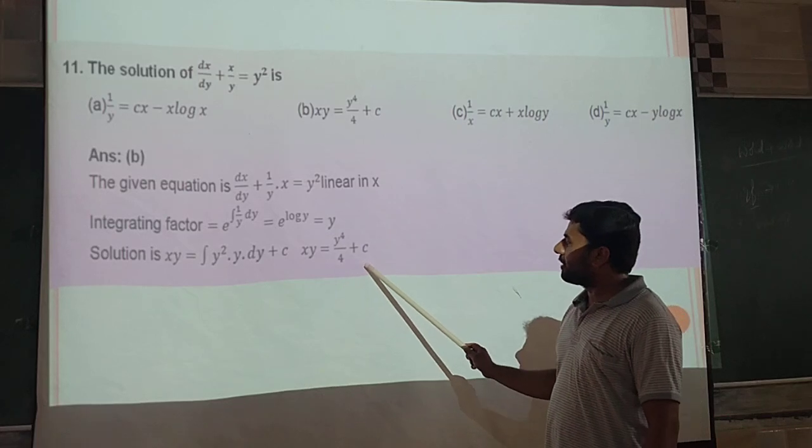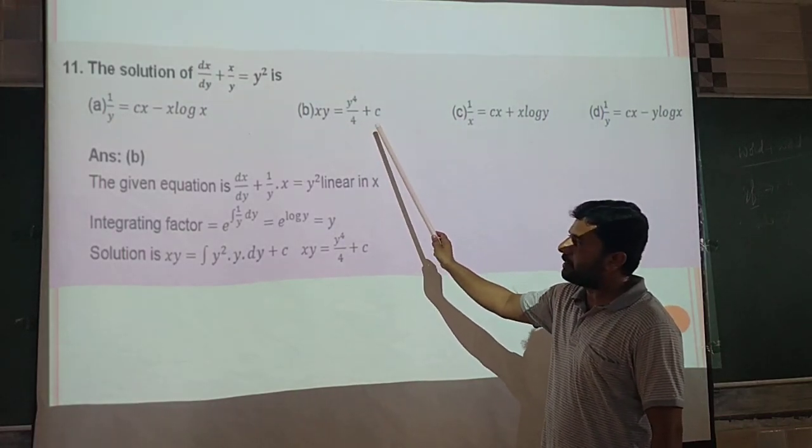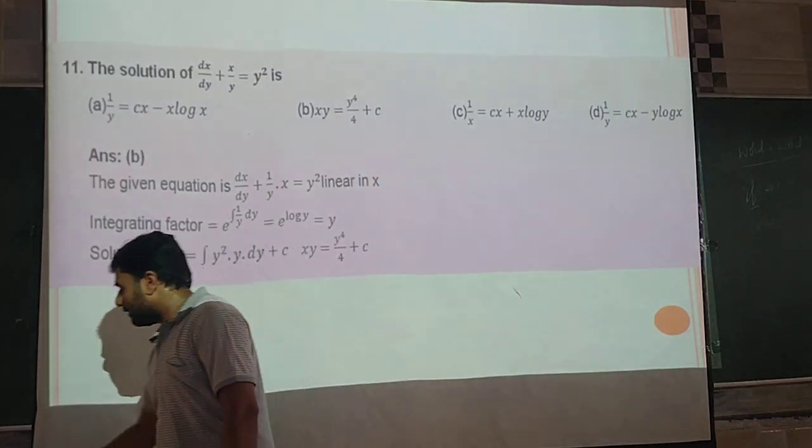x into y to the power of 4 by 4 plus c, x into y is equal to y to the power of 4 by 4 plus c. Option B is the correct answer for this question.